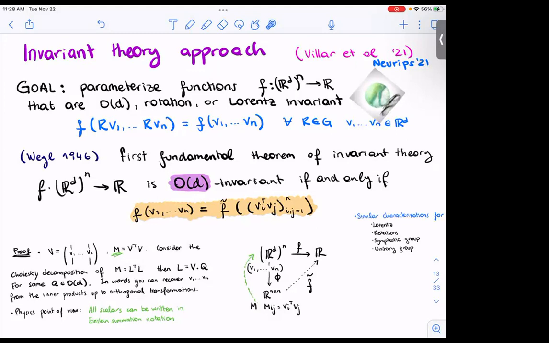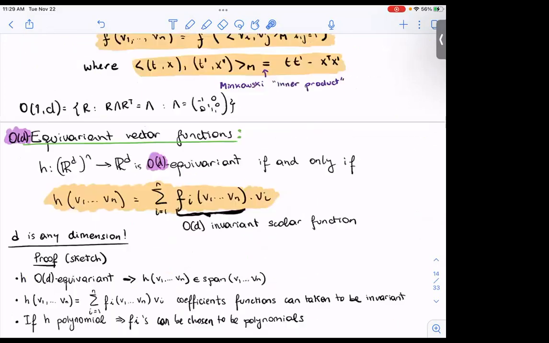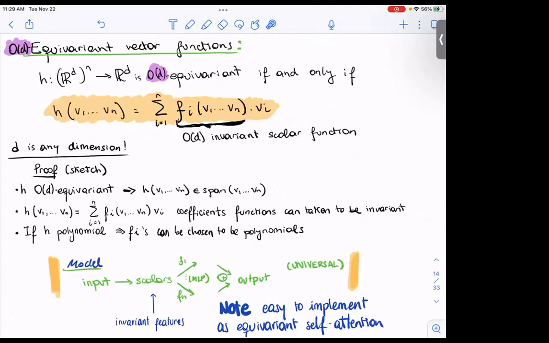And other similar characterizations can be written for the Lorentz groups, for rotations, and for symplectic and unitary groups, just to name a few. The invariants for these groups are known. And so after we know that, we can use these ideas to parameterize all the equivariant vector functions. So the idea is that if you have a function that takes n vectors in R^d and outputs a vector in R^d, this function is O(d) equivariant if and only if you can write it as a linear combination of your input vectors, where the coefficient functions are O(d) invariant scalar functions, so functions of the inner products as we saw before.